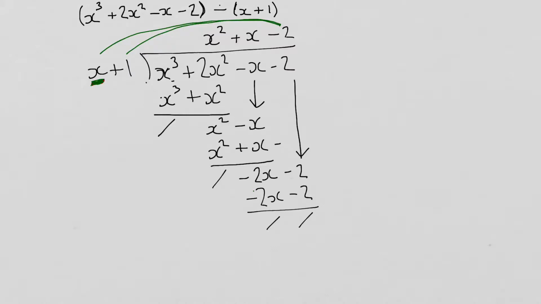So the answer to the question at the beginning, what is x cubed plus 2x squared minus x minus 2 divided by x plus 1 going to give me? And the answer to that is x squared plus x minus 2. So that was a very, very brief and quick recap of that skill from last year.